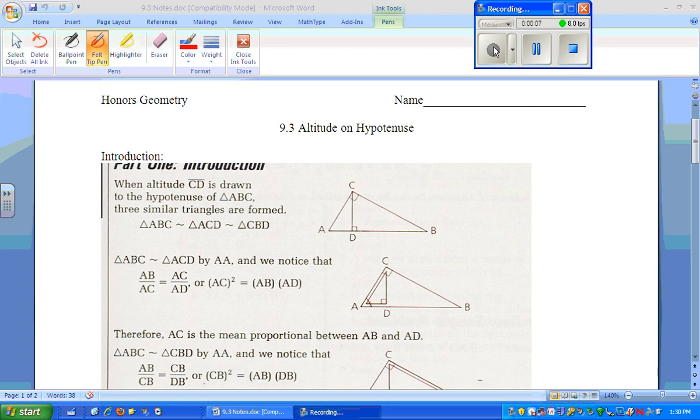We're looking at section 9.3, the altitude on the hypotenuse rule. One of the most important rules that we're going to learn in this unit. Plus, it's that section that every unit has that you guys will forget or don't like using. So hopefully this will come easy to you, but you'll remember how to use it and when to use it when you see it.